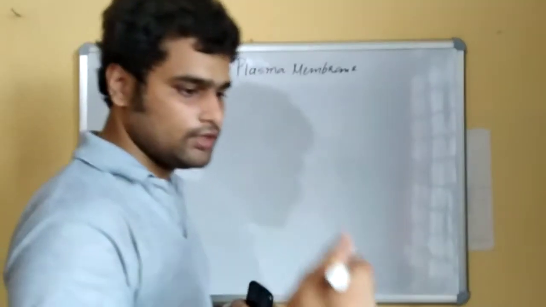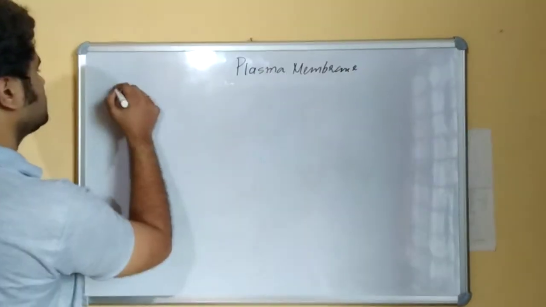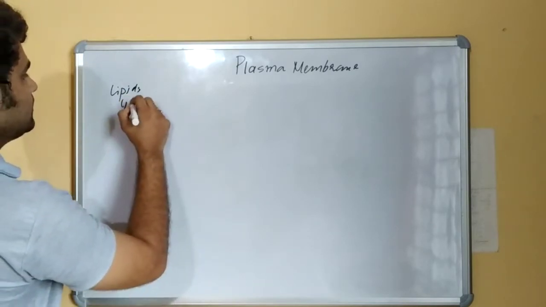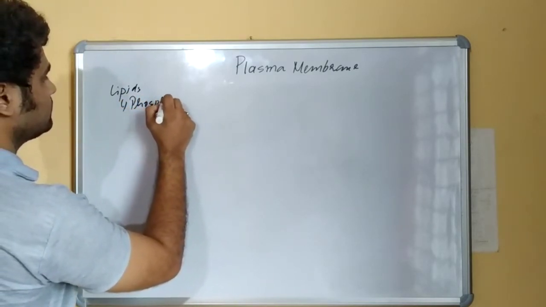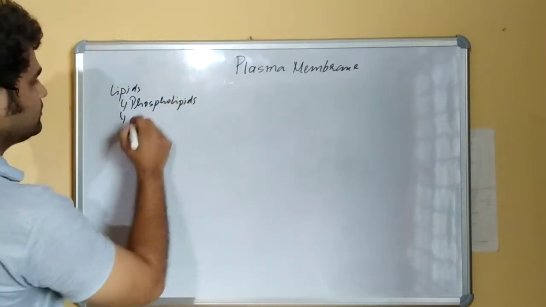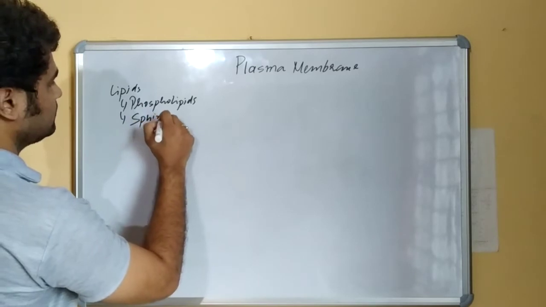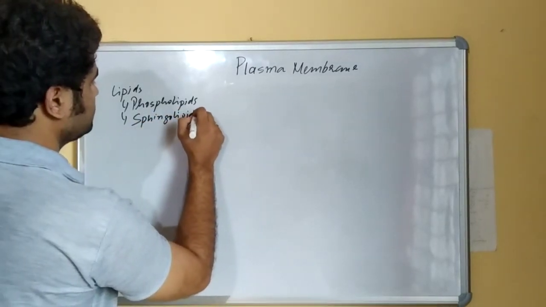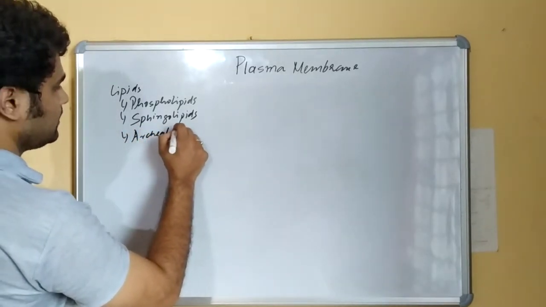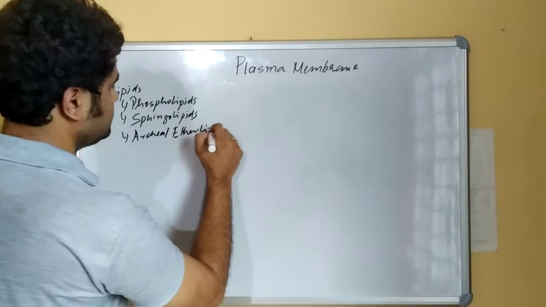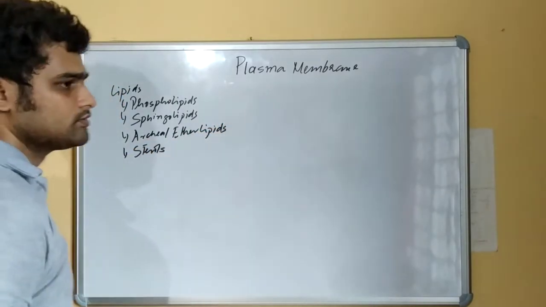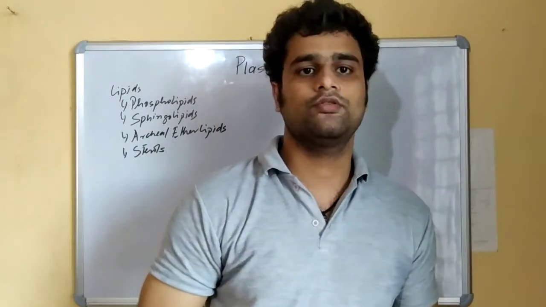So let us start. In our last video, I had discussed that the membrane lipids have the following components. Number one, phospholipids. Number two, sphingolipids. Number three, archaeal ether lipids. And number four, sterols. So we are going to first discuss phospholipids.